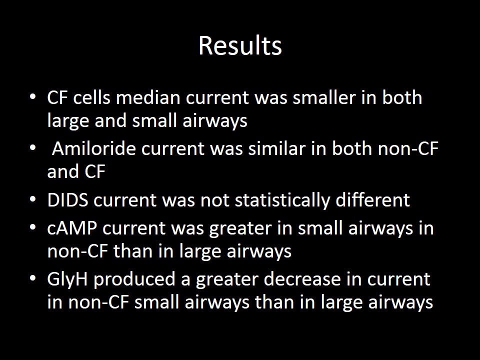Then they concluded that the cyclic AMP current was greater in smaller airways than in large airways in non-cystic fibrosis pigs. They also concluded that GlyH101 produced a greater decrease in current in non-cystic fibrosis small airways than in large airways.